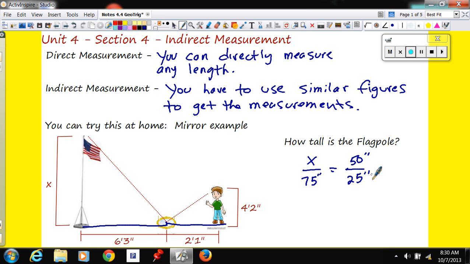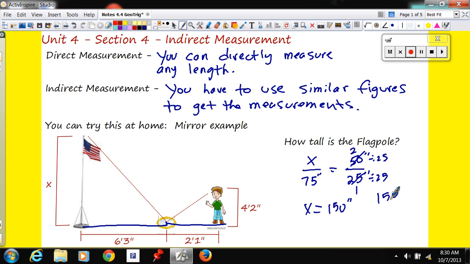Hey, could we reduce 50 over 25? Yeah, we could. Divide them both by 25, and you do get a 2 over 1. Makes it a lot easier. Now I've just got 1 times x, which is 1x, and I've got 2 times 75, 150 inches.